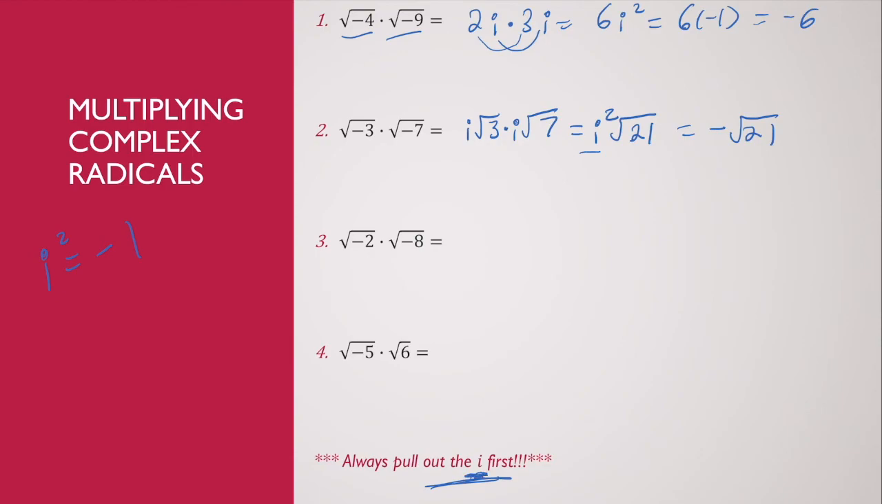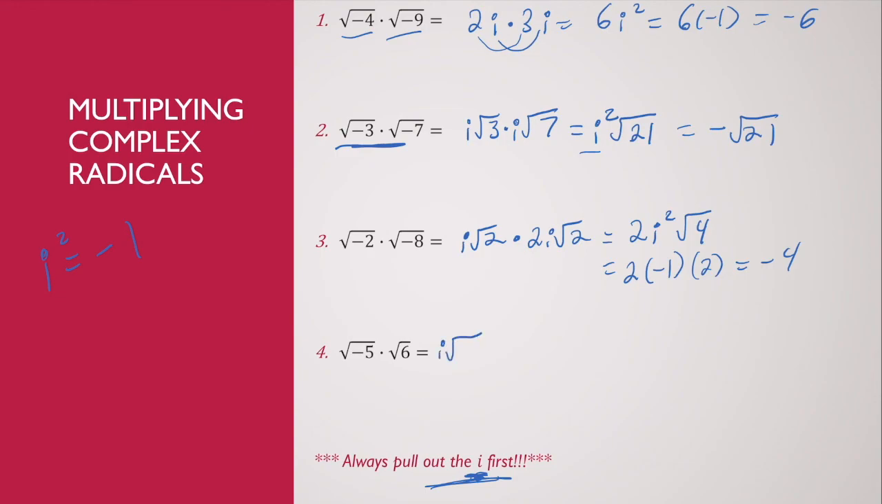And you can see that if I didn't pull the i out first, I wouldn't have the correct answer, right? If I just went ahead and multiplied those, I'd have the square root of a positive 21, which is not the case. So I have i square root of 2 times 2i square root of 2. So I have 2i squared square root of 4. So I have 2 times negative 1 times 2, which gives me negative 4 for my final answer. If I have the square root of negative 5 times the square root of negative 6, that's i square root of 5 times i square root of 6. So I have i squared square root of 30, which can't be simplified any further.